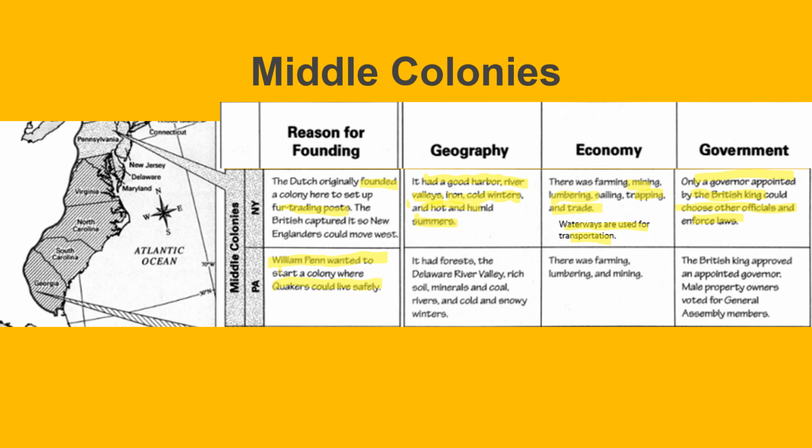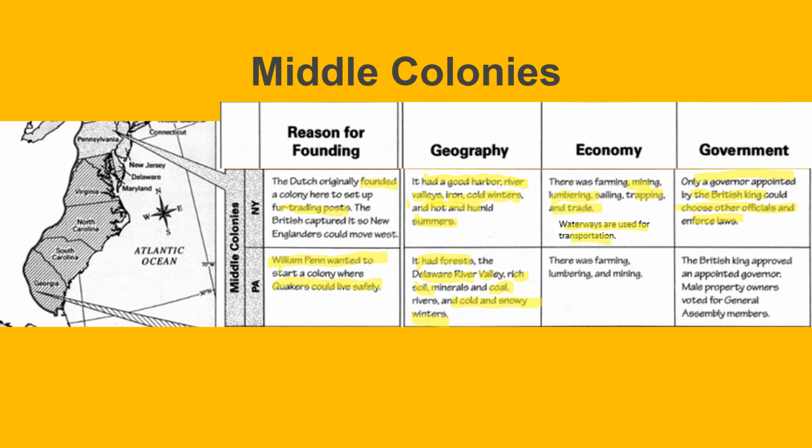The geography in the South, it had lots of forests. Had the Delaware River, which is a good thing. Had a river valley, the rich soil for small farms. But the big one in this region, they had a lot of coal. They get coal from the ground, which allows them to make a lot of heat, which is a good thing. Had good rivers, but the temperatures were very cold and very, very harsh.